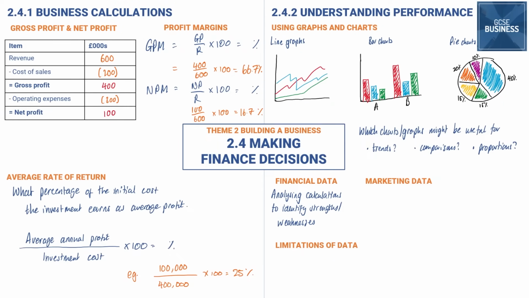We also have financial data. Now, financial data, we've already talked about a little bit when we talked about our gross profit and our net profit. But the key thing is, can we, using calculations, identify strengths and weaknesses? Can we identify whether the business is in a good financial position or a weak financial position? So there's not too much in that really, other than to make sure you understand the calculations. But more importantly, make sure you know what the calculations mean, not just being able to do them.